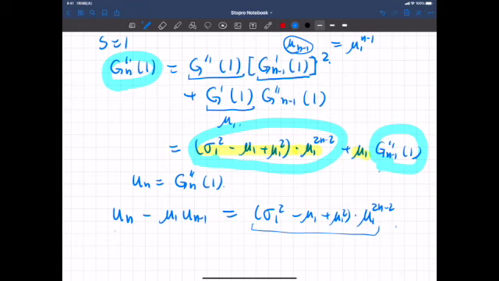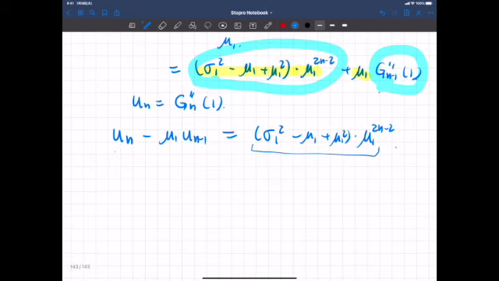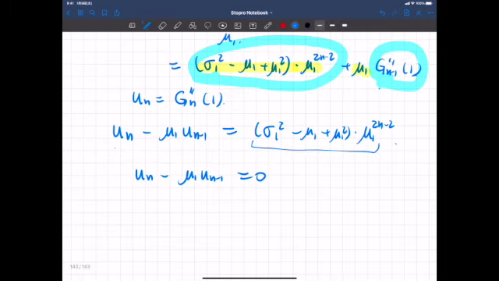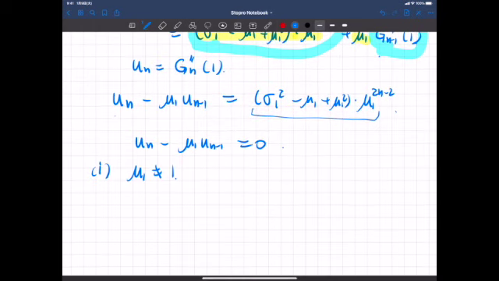And to solve an inhomogeneous difference equation, we first solve its corresponding homogeneous case. So that would be u n minus mu 1 u n minus 1 equal to 0. So to solve this, we have to distinguish two cases. Okay, case 1, when mu 1 is not equal to 1. In this case, the general solution for this homogeneous difference equation would be this, u n equals some constant times mu 1 to the power of n. Okay, it's very easy to see that this is indeed a solution to this difference equation.